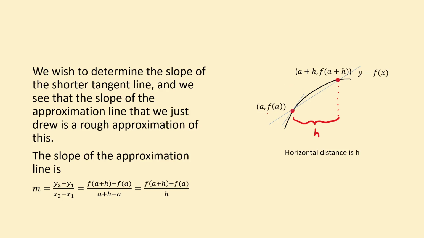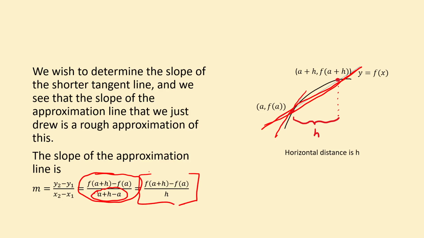We wish to determine the slope of the shorter tangent line, the one that I'm sketching in red right now. The approximation line, the second one that I'm sketching in red right now, that's just a rough approximation, but the slope of that second line, the approximation line, is f of a plus h minus f of a all over a plus h minus a. In other words, y2 minus y1 over x2 minus x1. And a plus h minus a will always simplify to just h. So we're going to use this right here as our slope formula in between the 2 points.